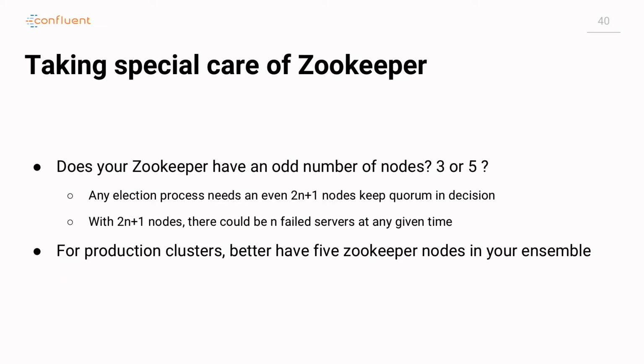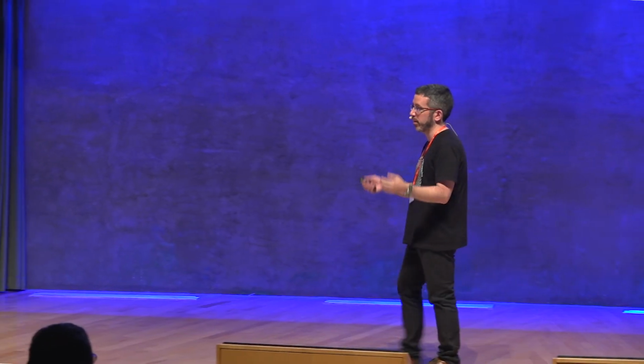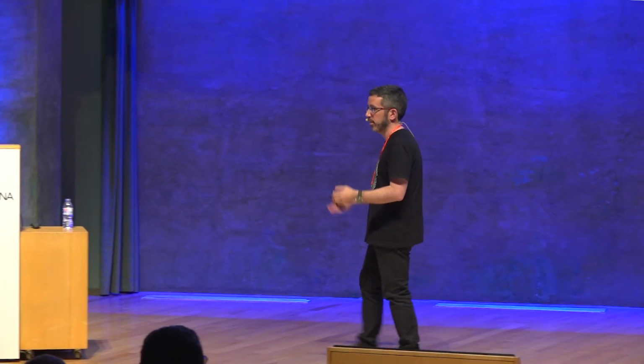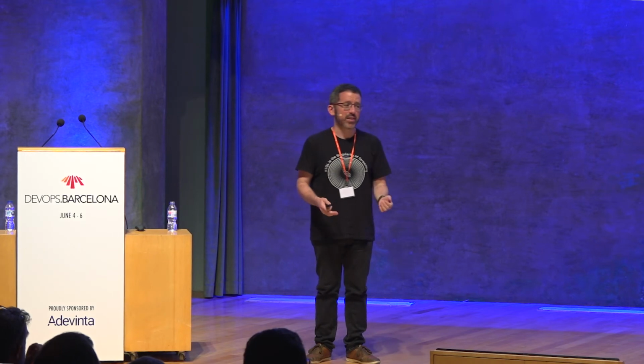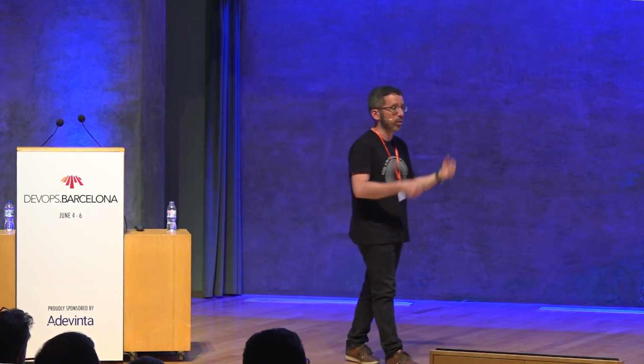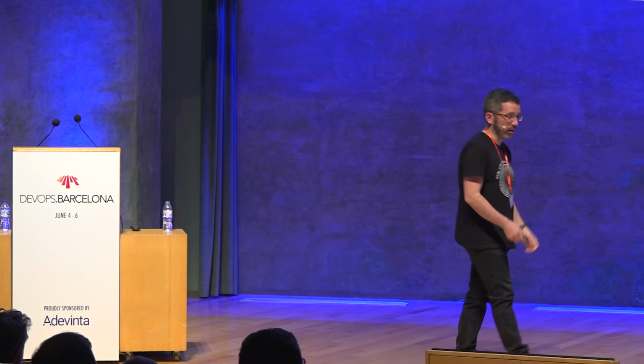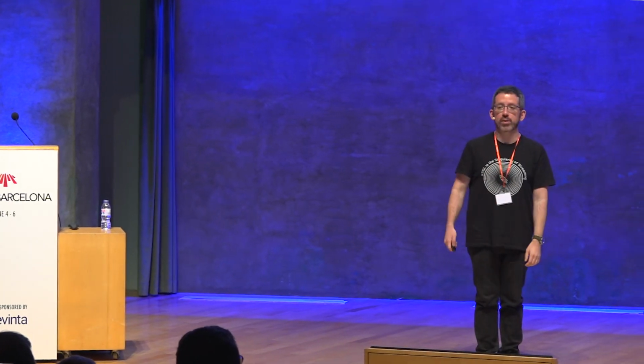Always use 2n plus 1 nodes, always an odd number. 3, 5, 7. Don't put more than 5. It's unnecessary, literally. The overhead in the network will be quite a lot. And for production, please, always 5.